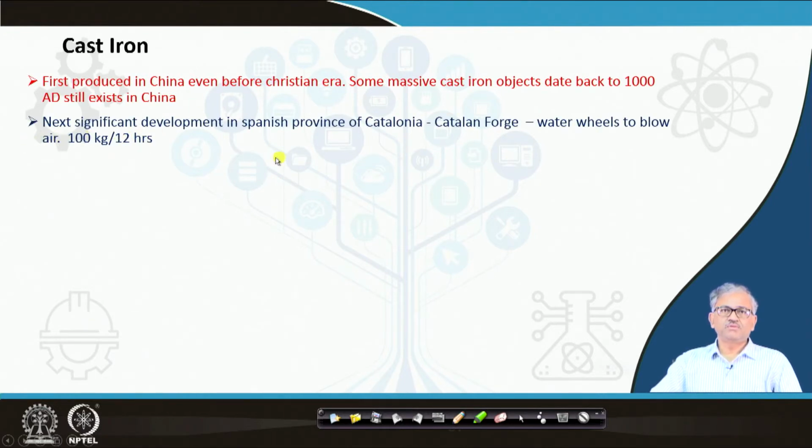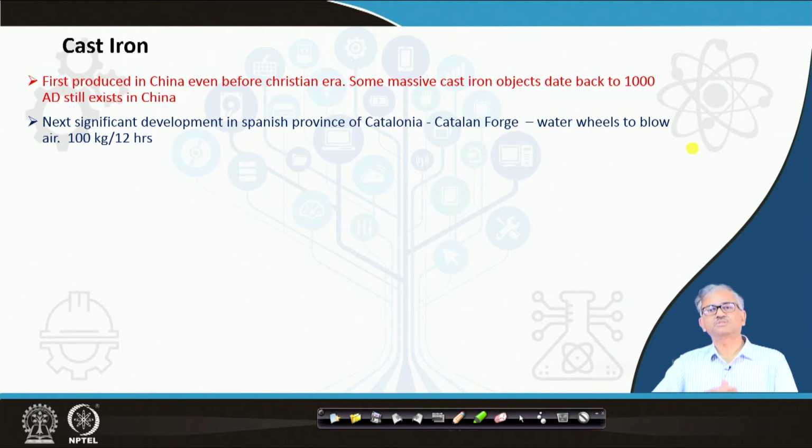And then this technology moved towards Europe, and the next significant development was in the Spanish province of Catalonia, that is called the Catalan forge. The unique thing is that they used water wheels to blow the air. So far they used to produce under natural draft, where the flow velocity of the air will be less, or the partial pressure of oxygen will be less. But if you use water wheels, obviously you can give air at a much faster rate.